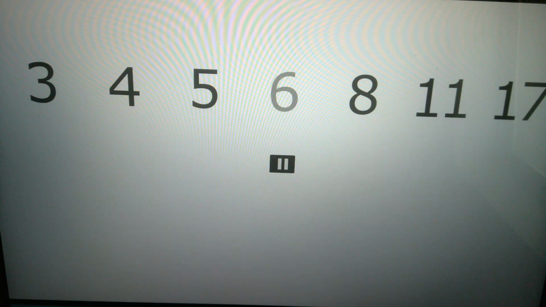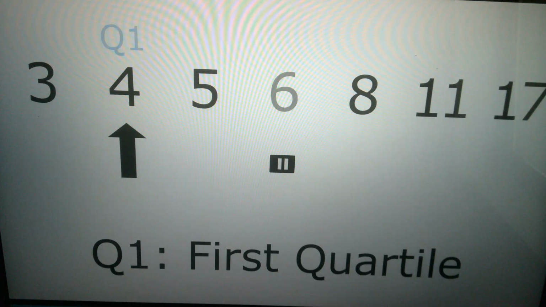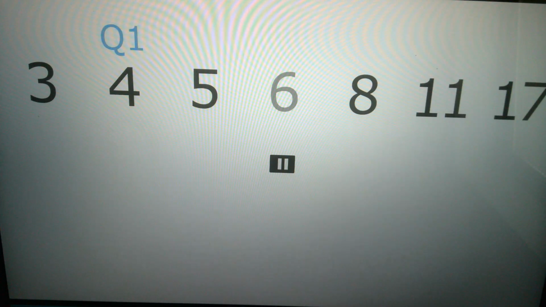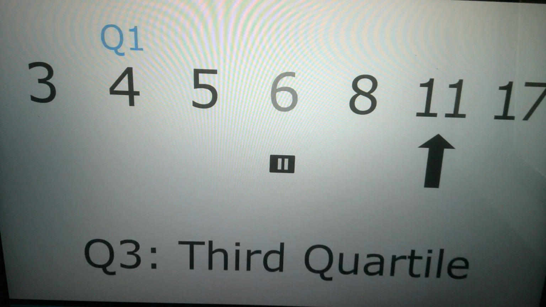Now each of these sets of 3 numbers has a median or a middle value. The median of the lower numbers is 4. We call this the first quartile, or Q1 for short. The median of the higher numbers is 11. We call this the third quartile, or Q3 for short.